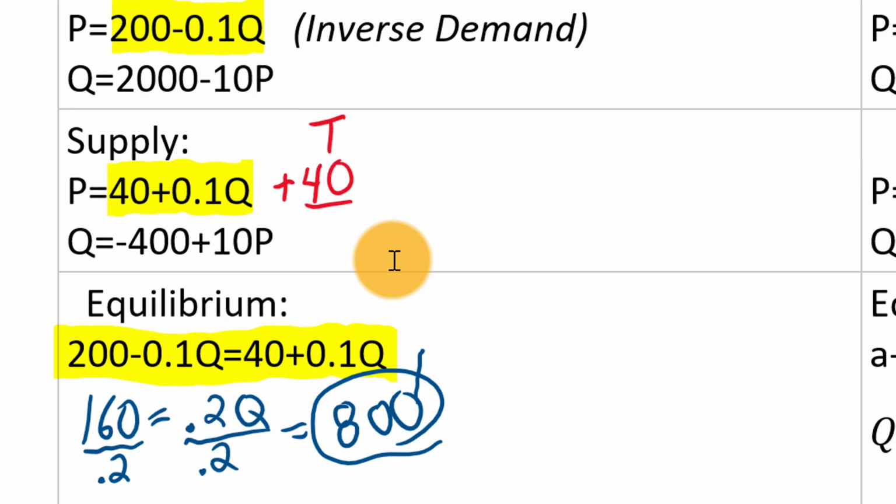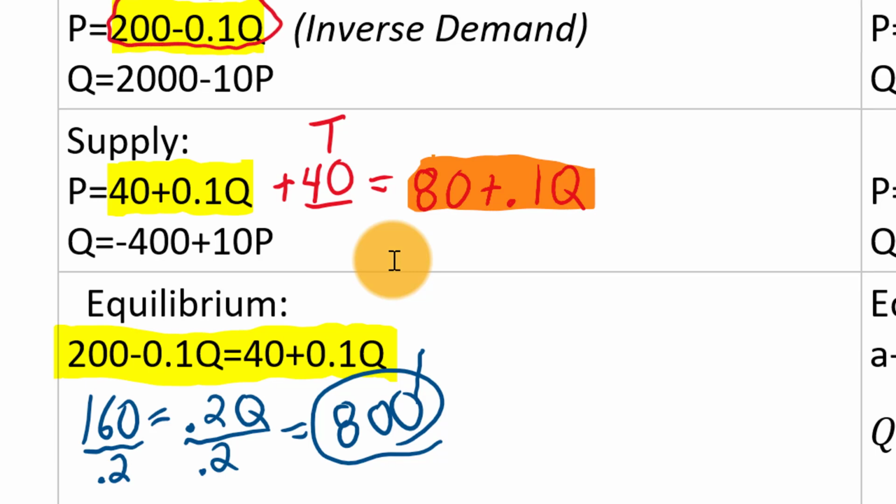So we could call it $40, or we could call it T if we just wanted to look at any level of tax, which we'll do in a minute. And so that gives us the equation P equals 80 plus 0.1Q. And then if we wanted to solve for the equilibrium quantity to see how much that tax is going to decrease the quantity that's going to be exchanged in this market, we could take that equation, including the tax, that supply equation, and set it equal to this demand equation, which has not changed.